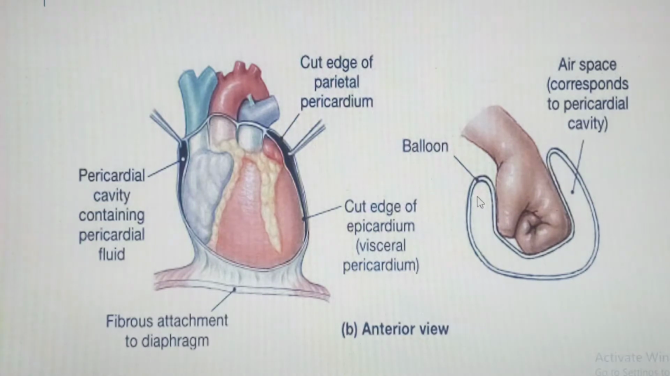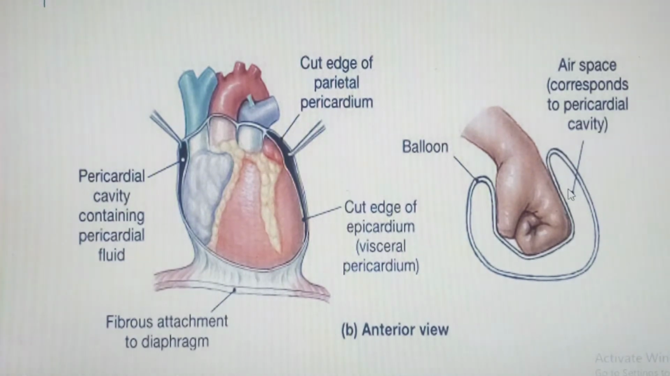So get to know that the pericardial cavity is not going to contain the heart. It is going to be a potential space which will contain some fluid which we call pericardial fluid. This pericardial fluid is roughly 50 mLs.